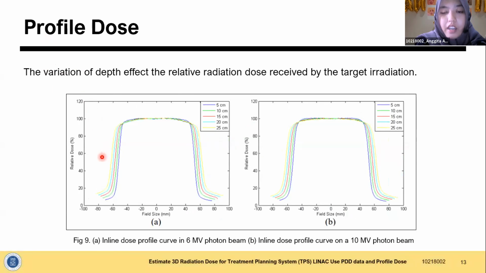And the variation of depth affects the relative radiation dose received by the target irradiation. Increasing depth causes the scatter radiation to be larger, and lower depth causes more or less scatter radiation.